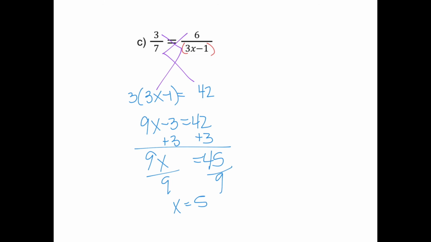Go ahead and take a second to try this one on your own. Please keep in mind that we are cross multiplying and that when we have an expression, you really want to make sure that it ends up in parentheses so you can distribute. So go ahead and pause the video. Try to solve this one for x on your own, please. You should have gotten x equals 5 after simplifying and solving.